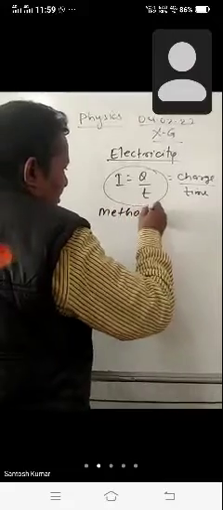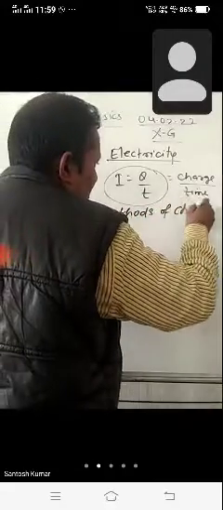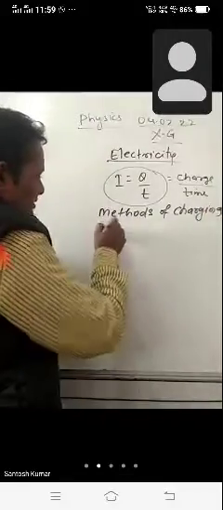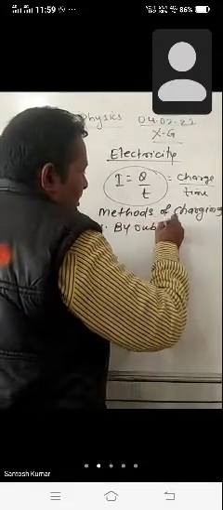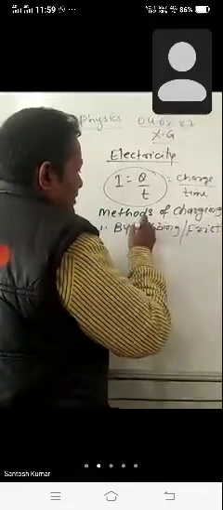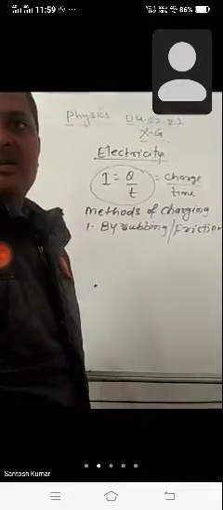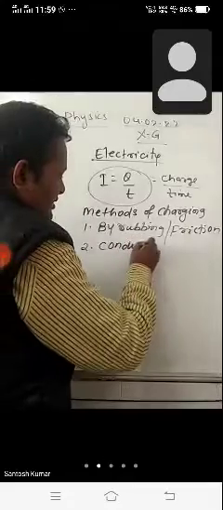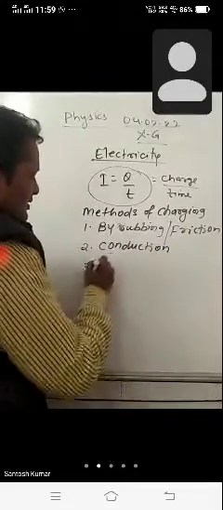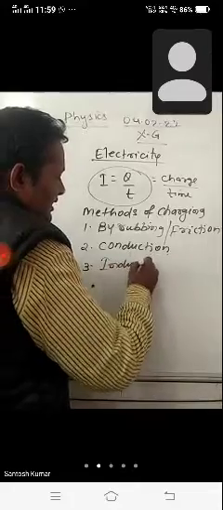Methods of charging. The first one was by rubbing, or something called friction. Rubbing or friction, we all know. Is it clear? Second, conduction. And third one was induction.